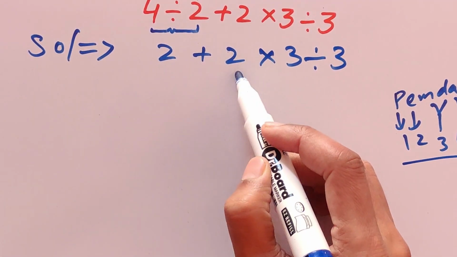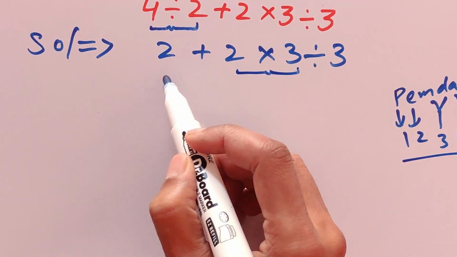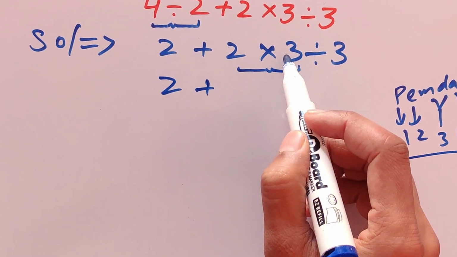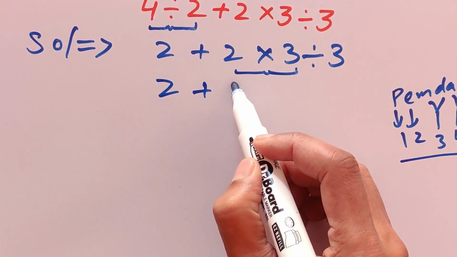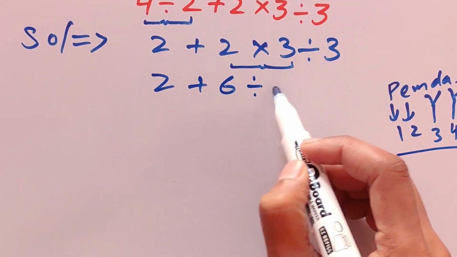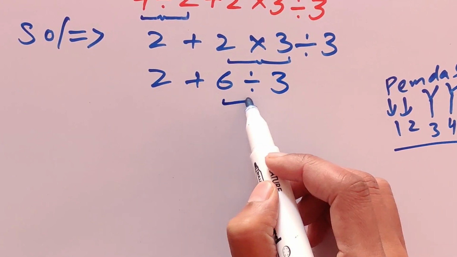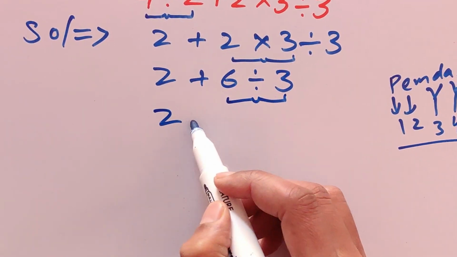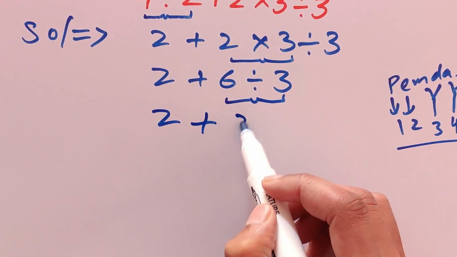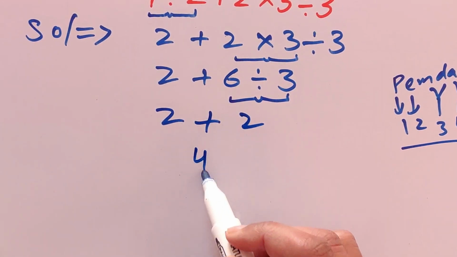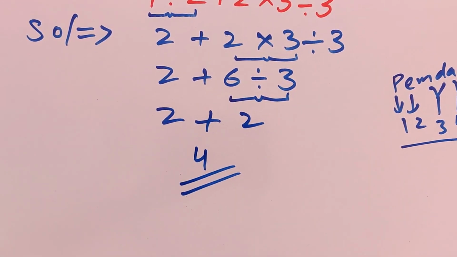So now multiply first, 2 divided by 3, 2 times 3, 6 divided by 3. Now plus and division. Now divide first, 2 plus 6 divided by 3, 2, and 2 plus 2 equals 4. So this is the correct answer.